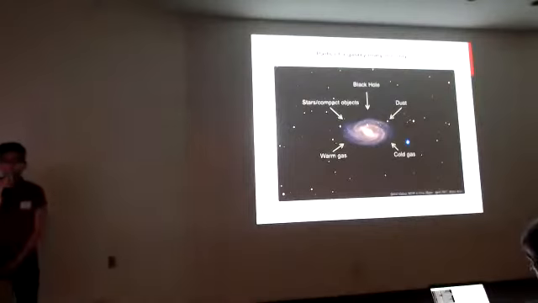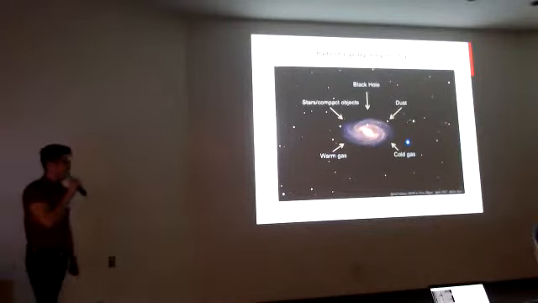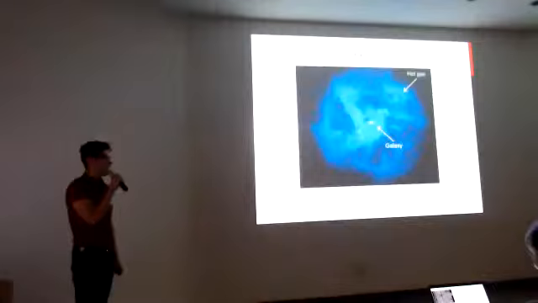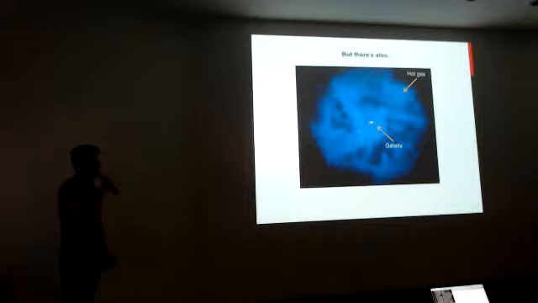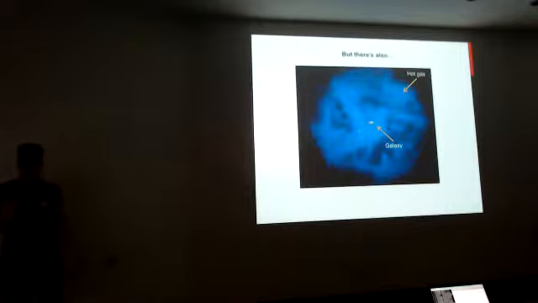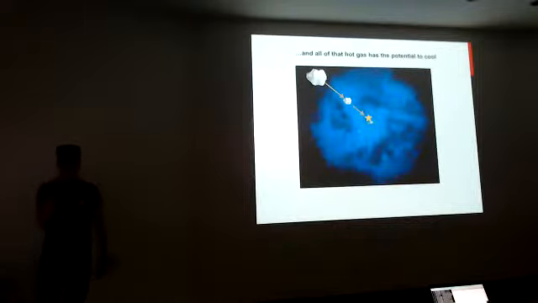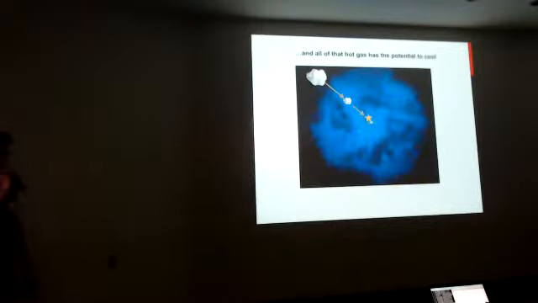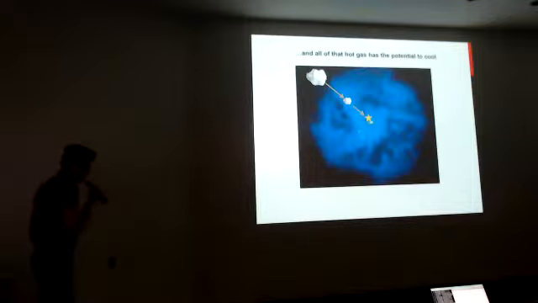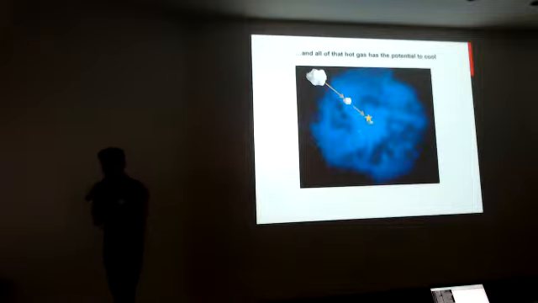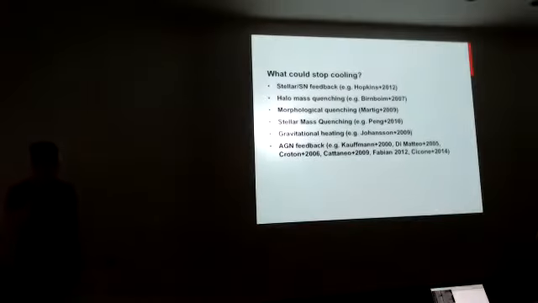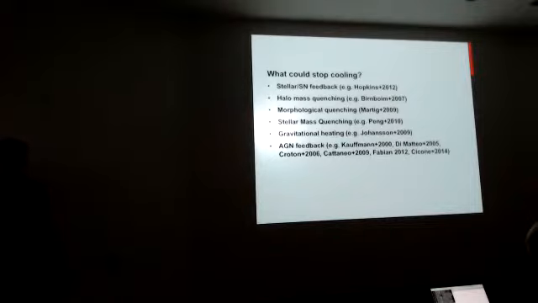So this is what we usually think of a galaxy as, just the luminous parts, right? But in actuality, there's a lot more happening out in the halo that we can't really see very well unless you study it. And so this is a hot gas around it. The hot gas has the potential to cool, and when it cools, it goes down to the bottom of the potential well, and it can fuel star formation in the central galaxy. And what could stop cooling? That's the next question.